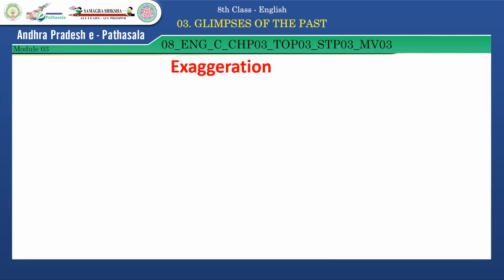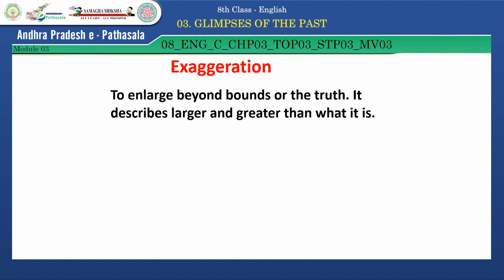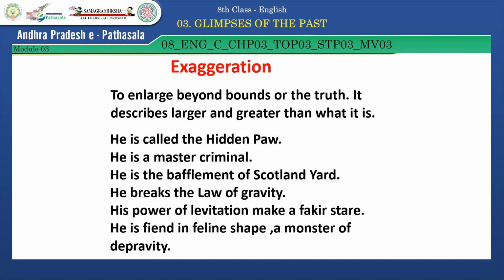Dear students, now let's see how exaggeration is used in the poem. Exaggeration means to enlarge beyond bounds or truth. It describes larger and greater than what actually it is. Let's see some exaggeration points in the poem. He is called the hidden paw. He is a master criminal. He is the bafflement of Scotland Yard. He breaks the law of gravity. His powers of levitation make a fakir stare. He is a fiend in feline shape, a monster of depravity. So these are some exaggerations used in the poem.